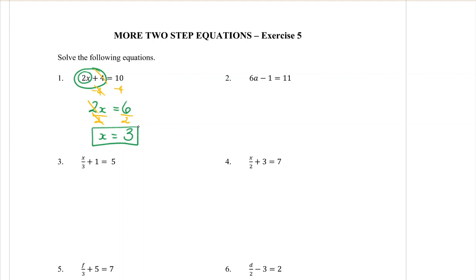Next one. We're doing A this time. A is multiplied by 6, and then the 1 is subtracted. So doing the opposite, I need to plus 1. 6a equals 11 plus 1 is 12. Then I divide by 6. And A is equal to 12 divided by 6, which is 2.